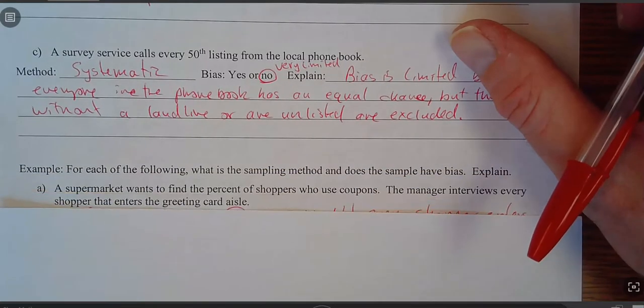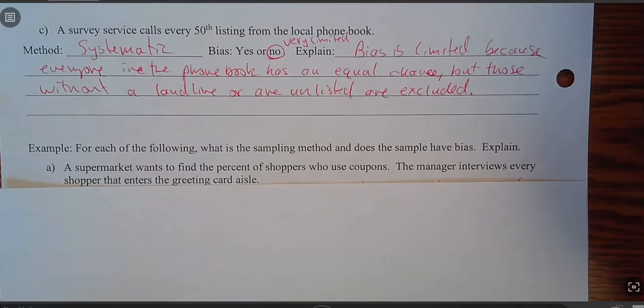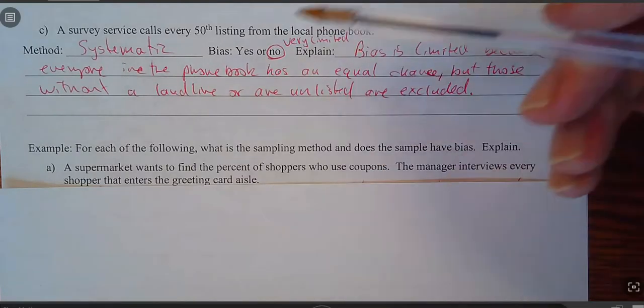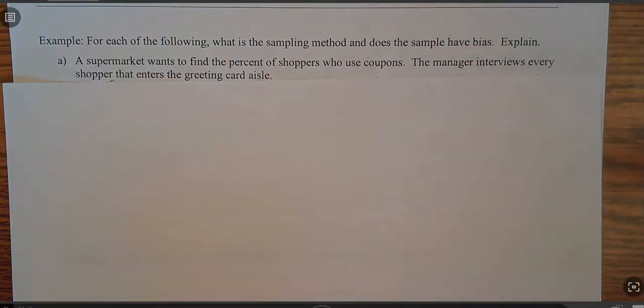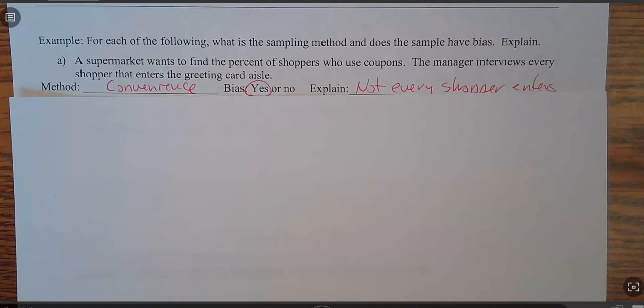For each of the following, what is the sampling method, and does the sample have bias? Explain. So, no more park. It's a whole new question here. A supermarket wants to find the percent of shoppers who use coupons. The manager interviews every shopper that enters the greeting card aisle. Basically, he's going to sit in one aisle and talk to everybody, and he doesn't want to move. Which kind of sample is that? That's convenience. It's kind of being lazy.